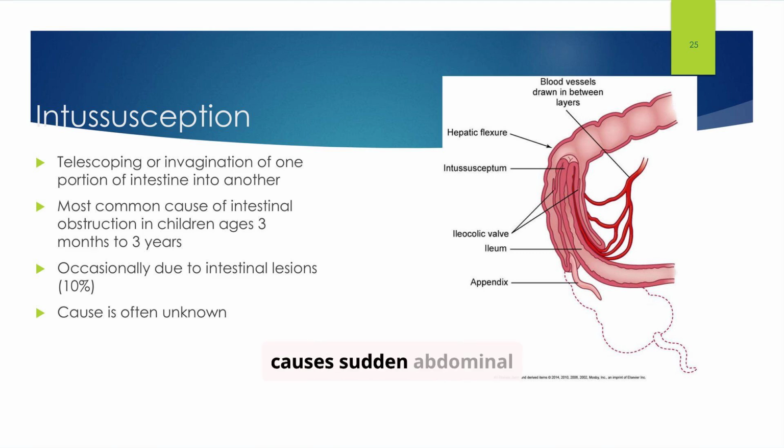This causes sudden abdominal pain, a sausage-shaped mass, and currant jelly stools. It's dramatic and comes out of nowhere. An air or contrast enema can often reduce it. If not, surgery is needed.